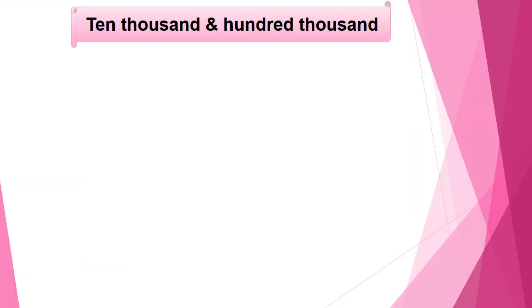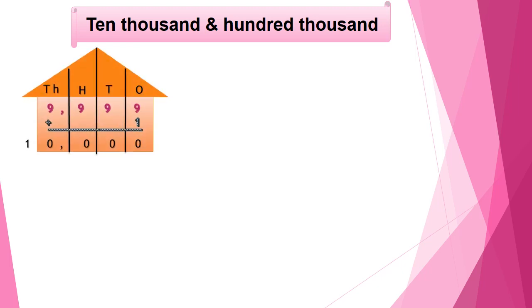10,000 and 100,000. As we said before, any number has a place, and in our numbers house, each digit will enter one room only. Each room contains one digit only. If we have a 4-digit number, our house will contain 4 rooms: ones, tens, hundreds, and thousands.